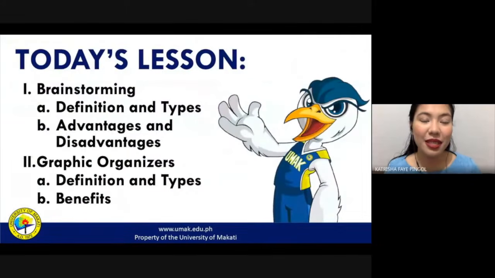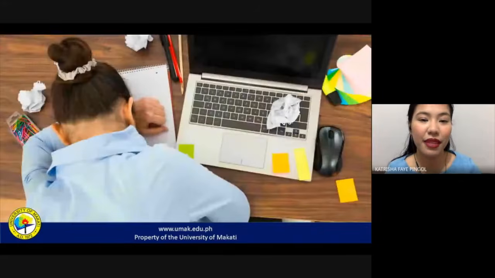For today's lesson, we will be discussing the different advantages and disadvantages of using these two techniques in organizing information, as well as what these words actually stand for, or how we define them. Now let's take a look at this picture first.